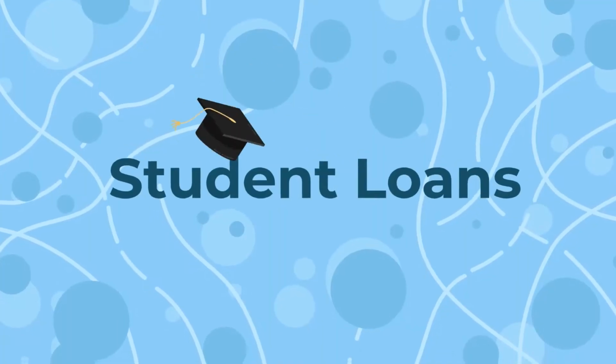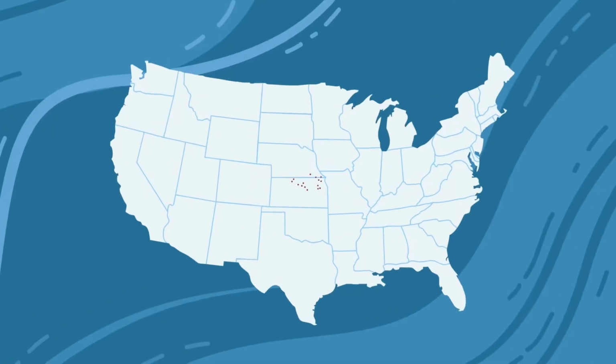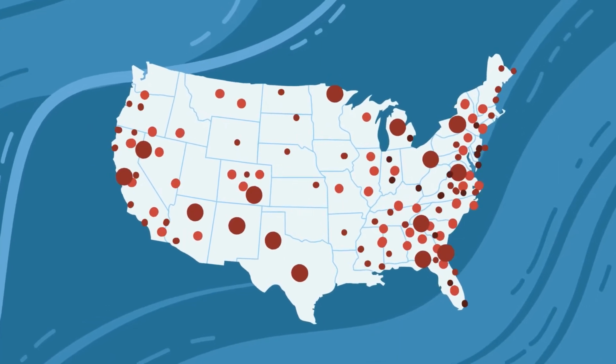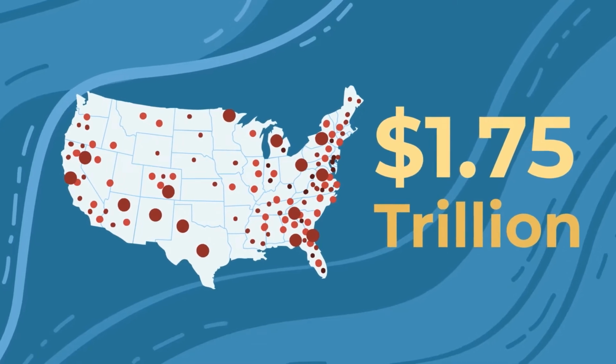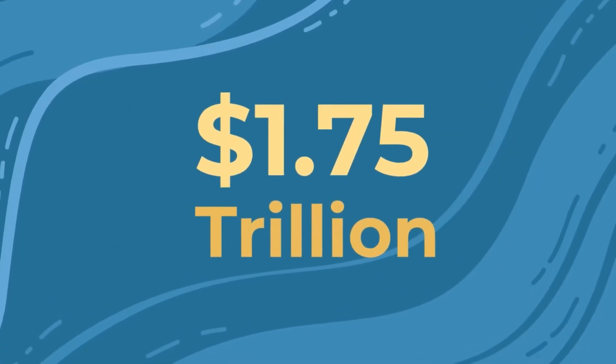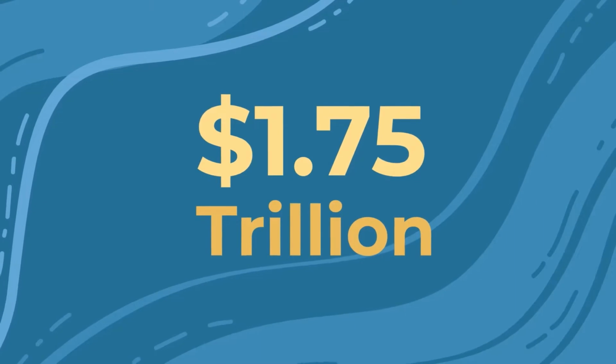Today we're starting a new topic, student loans. More than 45 million people in the United States have outstanding student loans, owing a total of $1.75 trillion. That's such a big number that it was hard for me to really even imagine it.